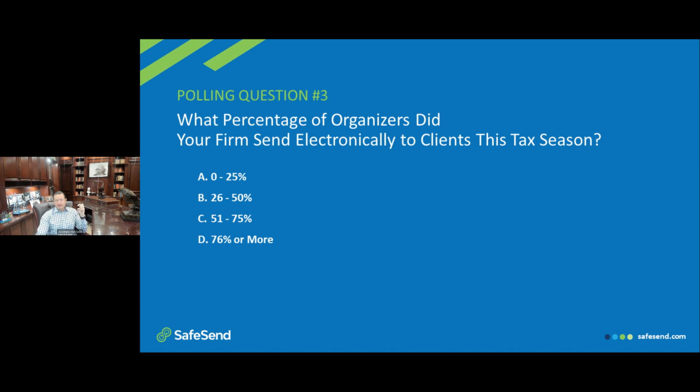Isaac, this would be a great time to go to polling question number 3 and take it back to the audience input. All right. So polling question number 3 is, what percentage of organizers did your firm send electronically to clients this last tax season? And your options are 0 to 25%, 26 to 50%, 51 to 75%, or 76 to 100%.